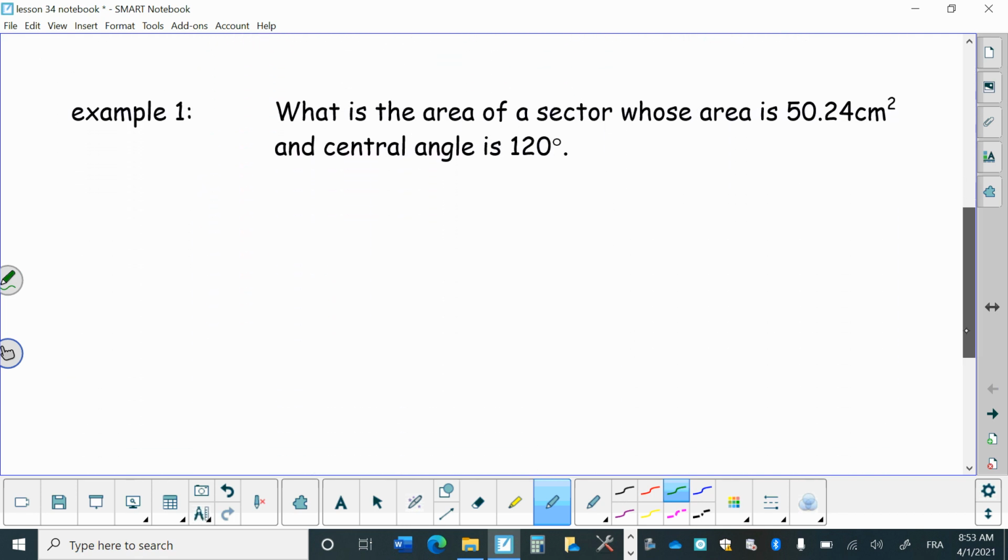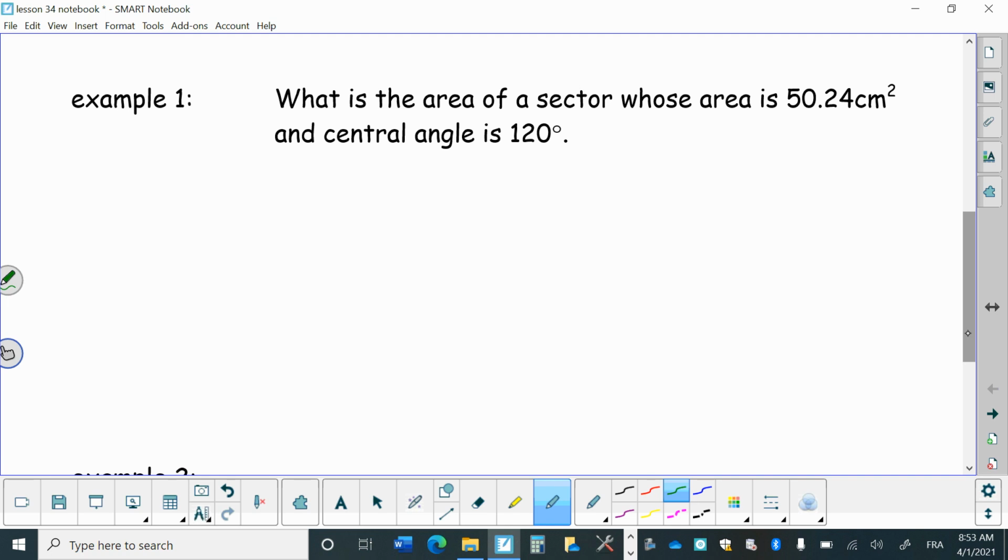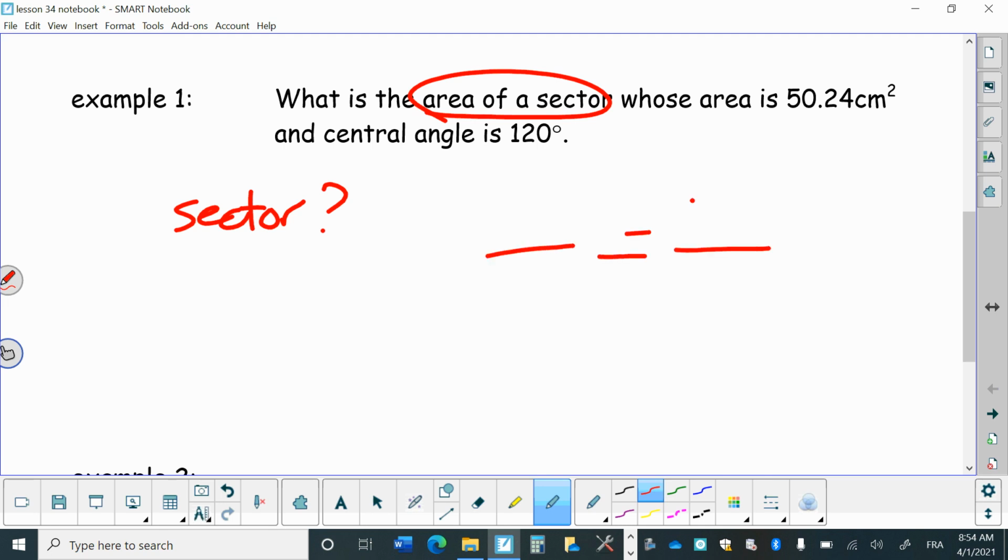Now the first example is really straightforward. They are just saying, what is the area of the sector? Okay, so I want sector. And really, if you look at your formula sheet now, you have 9 formulas. There's only one formula that has the word sector in it. So you write that down and you fill it in.